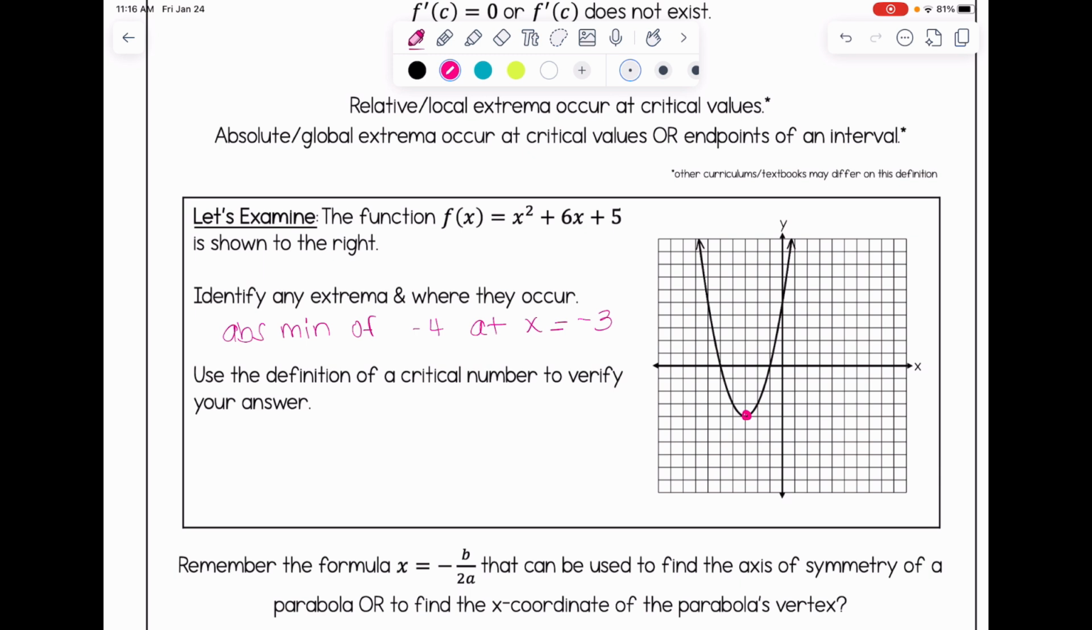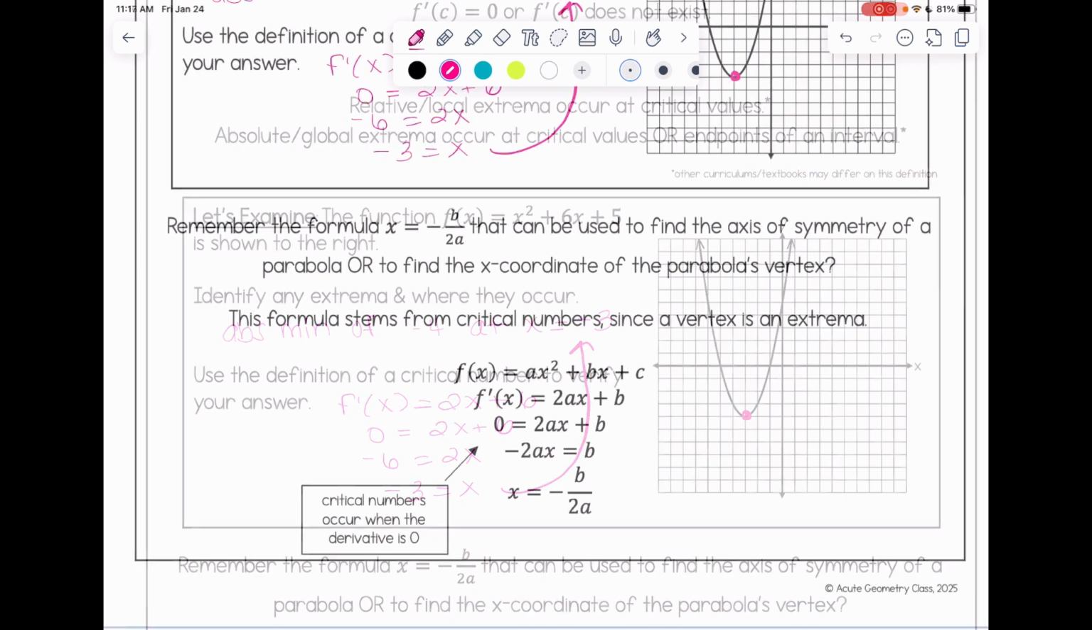Well, if we know critical numbers are where the derivative is equal to 0 or the derivative doesn't exist, let's start by finding the derivative of the function. Using power rule, I would get 2x plus 6. If I set the derivative equal to 0 and I solve this, you can see that I'm going to get x equals -3, which matches the critical number that we found, which is essentially the x coordinate where the absolute minimum occurs.